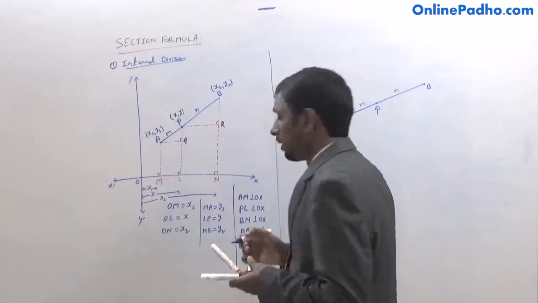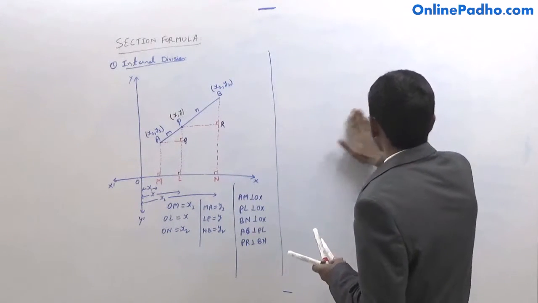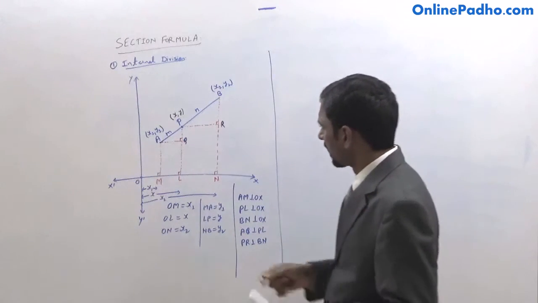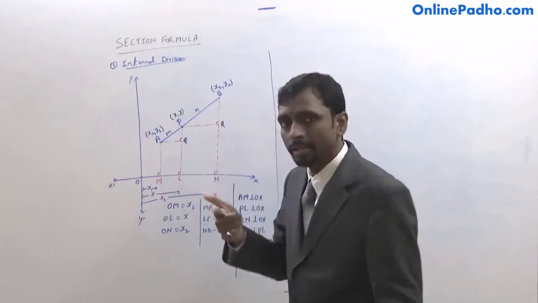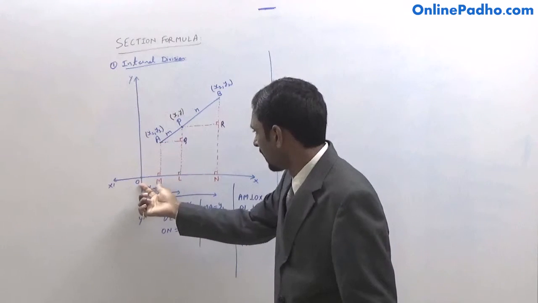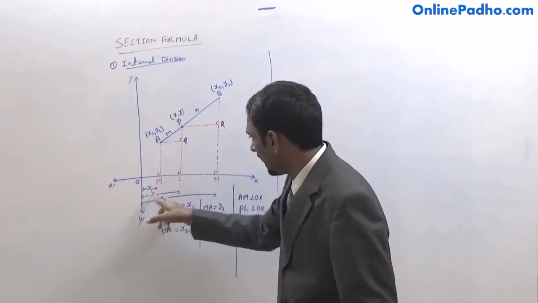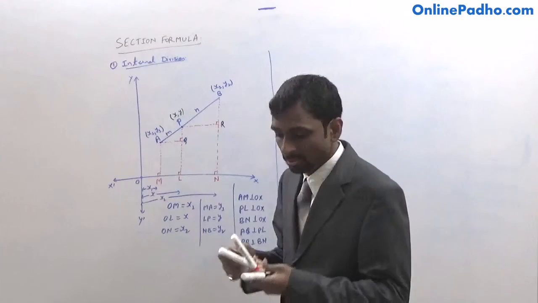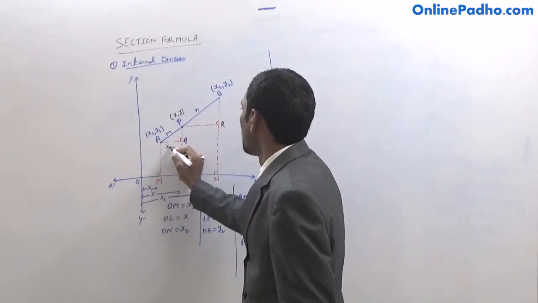Very good. Now we need to relate these sides with x and y. How to relate this? Let's see. Can you find the lengths of AQ, PQ, PR and BR? Yes. You know what the length of AQ is? This is OL minus OM, which is ML. OL minus OM is x minus x1. This length ML is equal to AQ. So we can say the length of AQ is x minus x1.